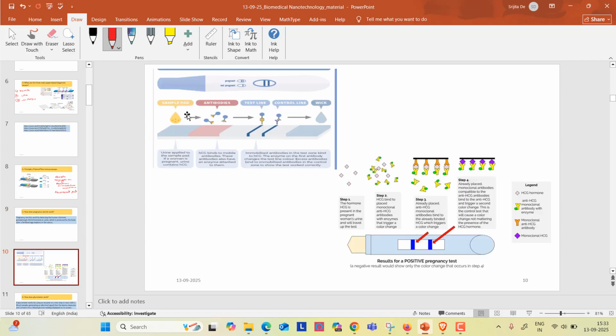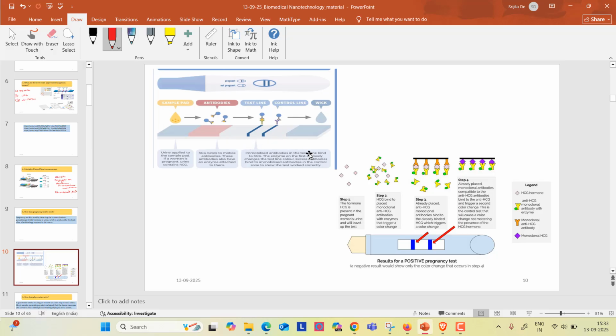Here, in the sample pad, the urine sample containing the HCG is given. So urine is applied to the sample pad. If a woman is pregnant, urine contains HCG. Then comes the conjugation pad, right? Here antibodies are already there. So HCG binds to mobile antibodies. These antibodies also have an enzyme attached to them, right?